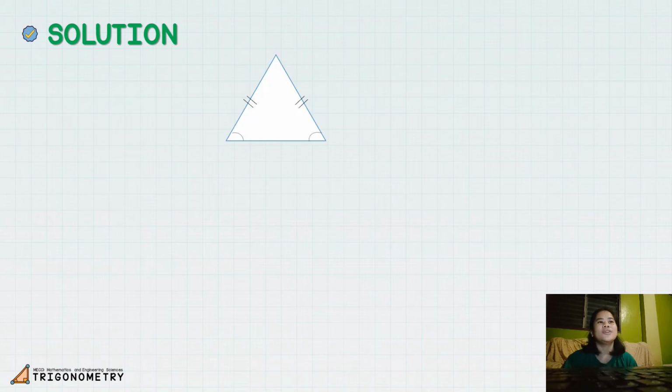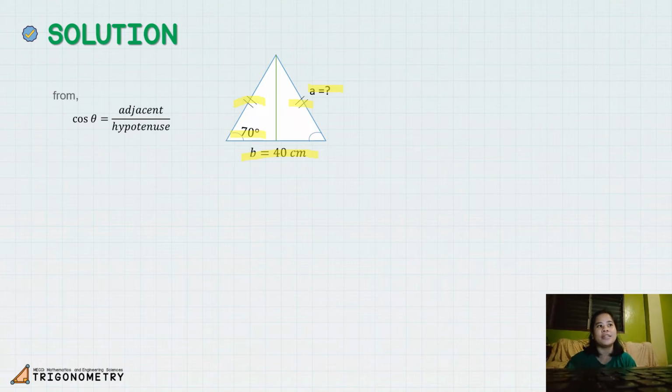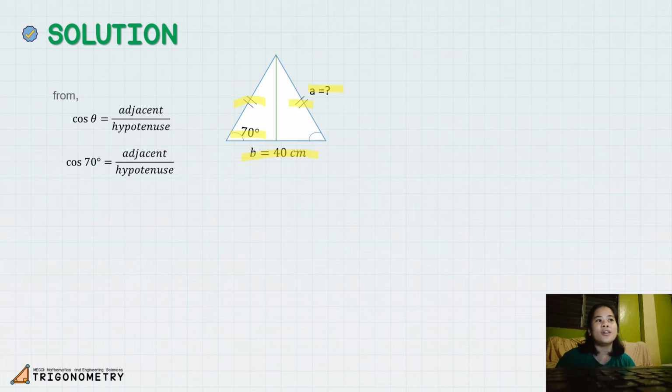Here's the illustration for the isosceles triangle, wherein we have the angle of 70 degrees and a base side of 40 centimeters. Since it is an isosceles triangle, we have two equal sides, right? With this information in mind, we can solve for the A side. From the basic trigonometric functions, cosine theta is equal to adjacent over hypotenuse, so cosine 70 degrees is equal to adjacent over hypotenuse.